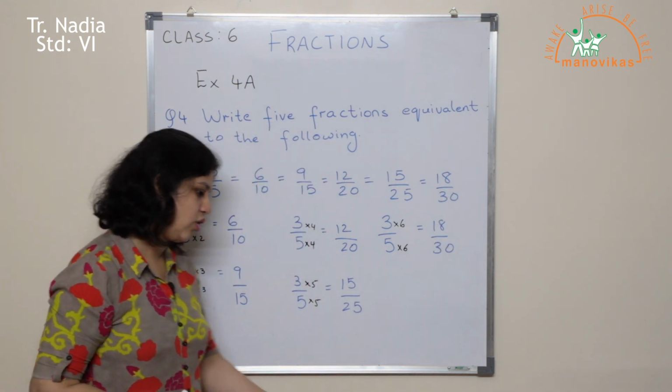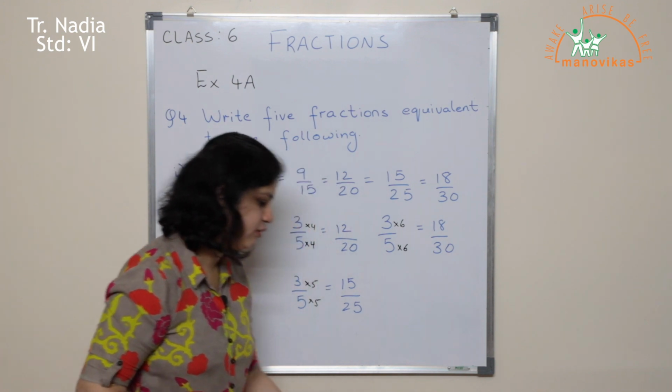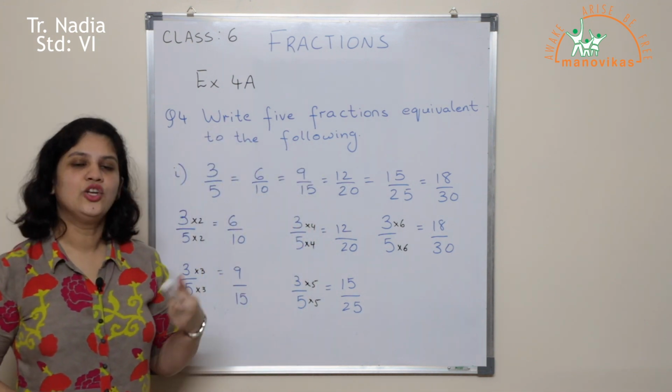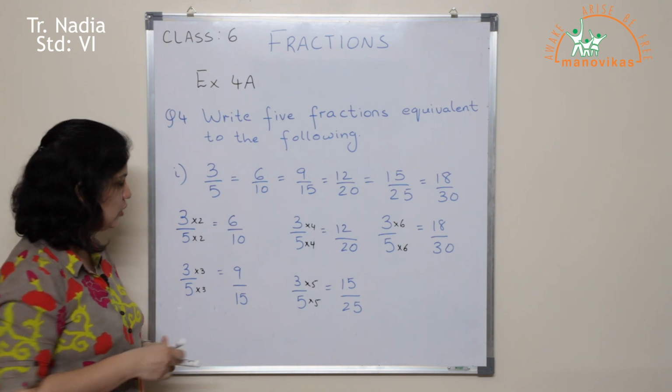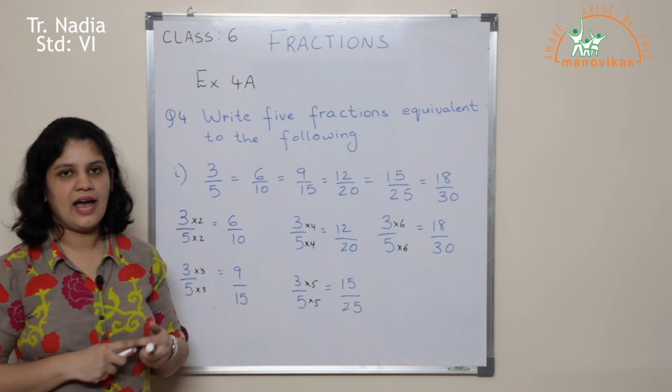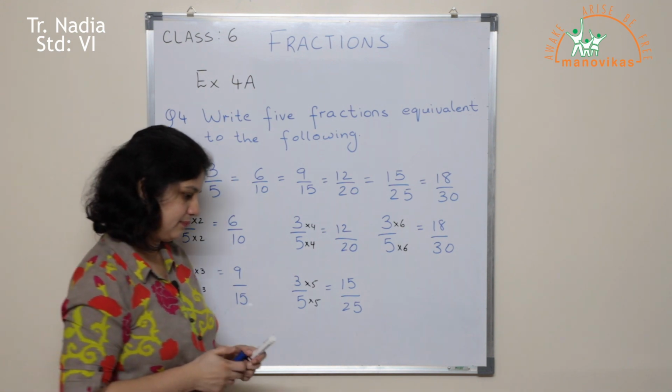So, similarly, you all can solve question 4 from your textbook. For each fraction that they have given, you will try to get 5 more fractions in the same way. You can use any number to multiply and get another equivalent fraction.